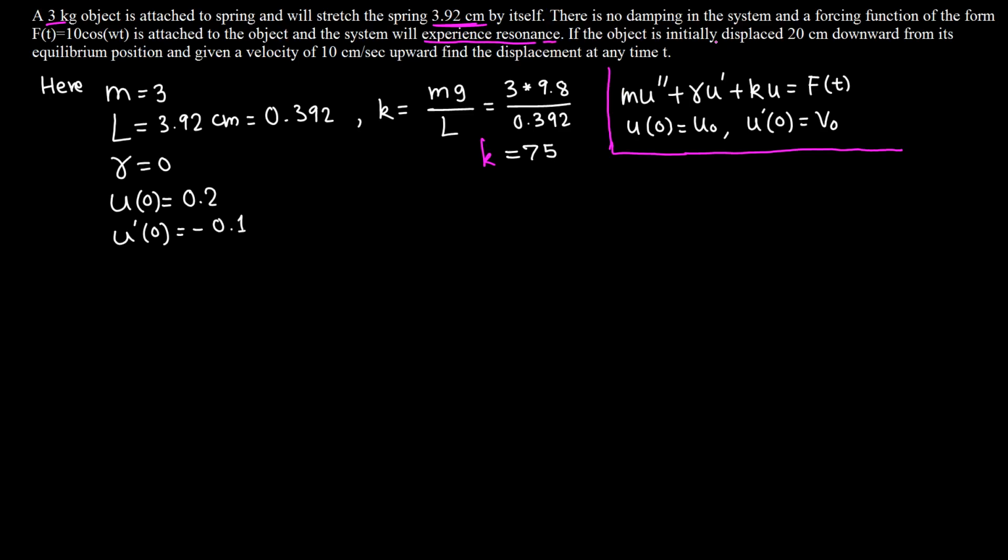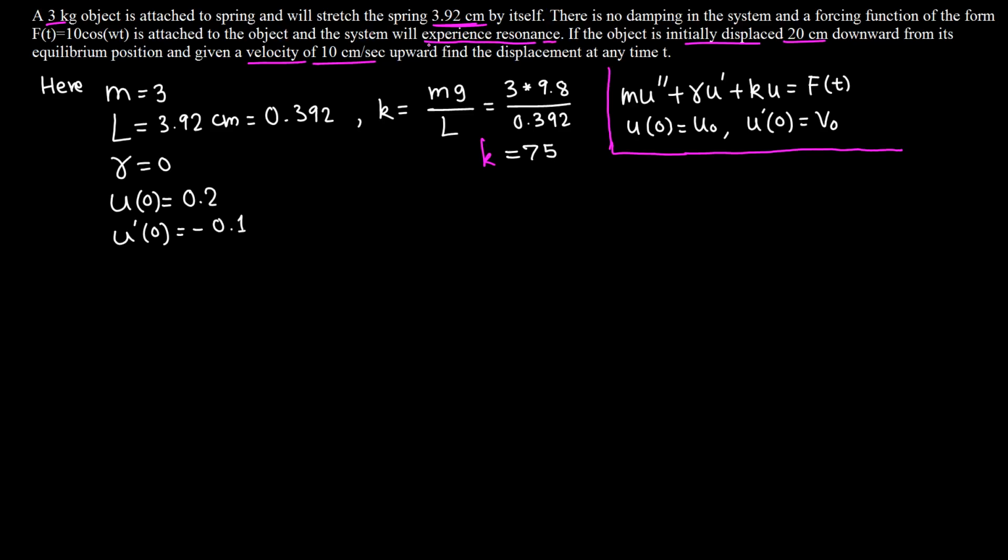If the object is initially displaced 20 centimeter downward, that's the initial displacement u(0), 20 centimeter divided by 100, you get 0.2. So u(0), the initial displacement, is 0.2 from its equilibrium position, and it is given a velocity of 10 centimeter per second upward. Upward means negative, so that's the initial velocity u prime(0), divide by 100, you get negative 0.1 meters per second. Now find the displacement at any time t. So we need to find u(t), solve this system.